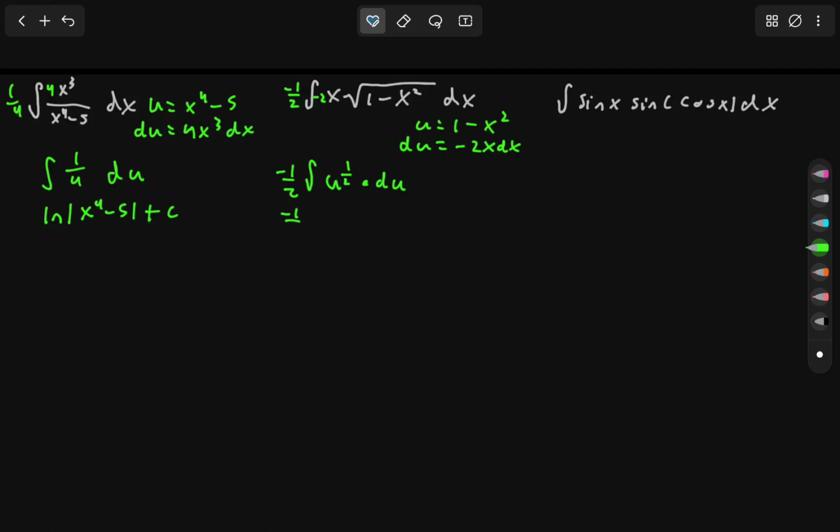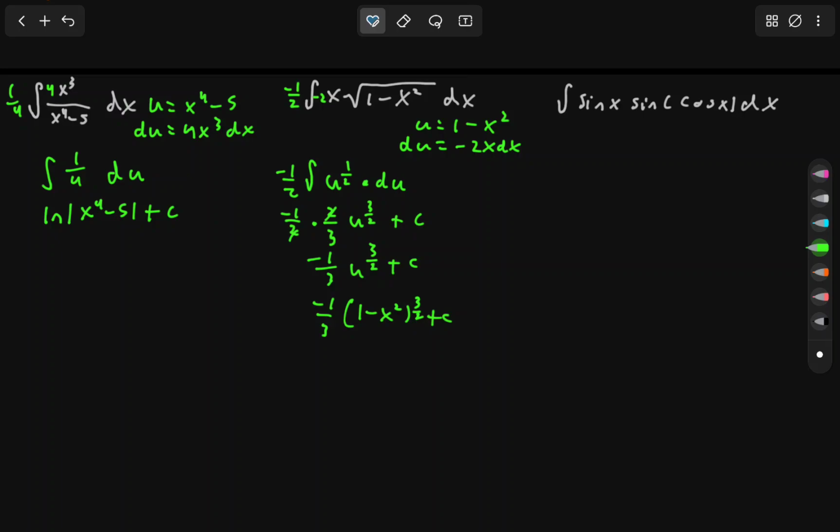Integrating this now, we get -1/2 times, we have to raise our power of the exponent by 1, so we get 3/2, and multiply by the reciprocal, so we get 2/3, plus c. The 2's will cancel, so we get -1/3 u to the power of 3/2 plus c. Our u is 1 minus x squared. So plugging that in, we get this for our answer.